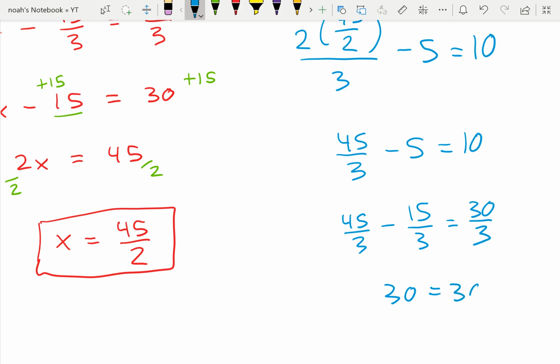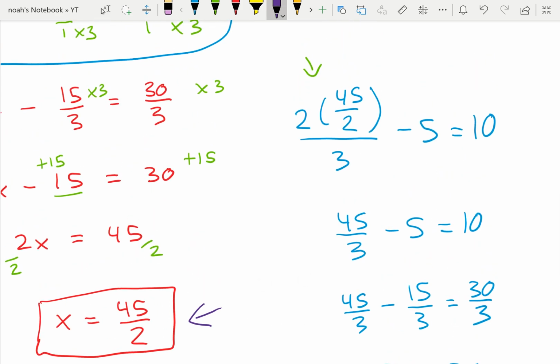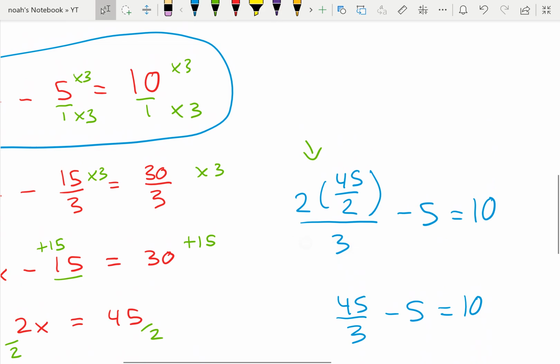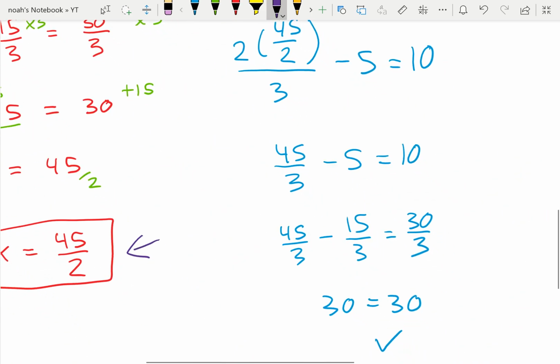And this means that our answer over here is the correct answer, because when we plugged in 45 over 2 back into the original equation, the left side is equal to the right side.